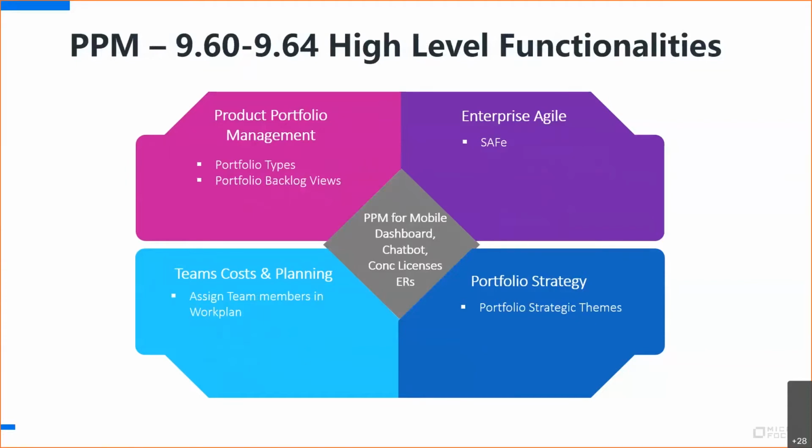So this slide shows how the main features delivered in 9.6x releases are mapped to these main strategic themes. And we are going to discuss them in detail during this presentation. At the high level, for product portfolio management, we have portfolio types and portfolio backlog views delivered. For enterprise agile, there is a scaled agile framework bundle, which is now available. For teams cost and planning, we can assign team members in the work plan. And there are portfolio strategic themes which are delivered as part of portfolio strategy.